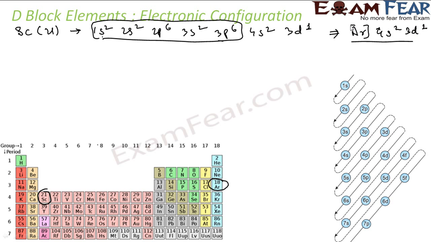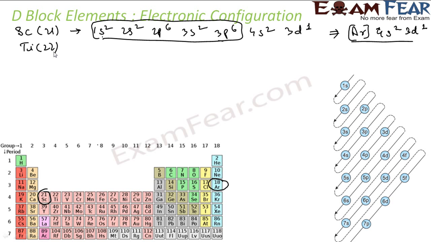This is what I can write. And actually you will see that I'll show you the electronic configuration of this. In fact, let me write the electronic configuration of a few more, then I can write the general statement on the electronic configuration of D block elements. Let's take the next element, titanium, Ti 22.